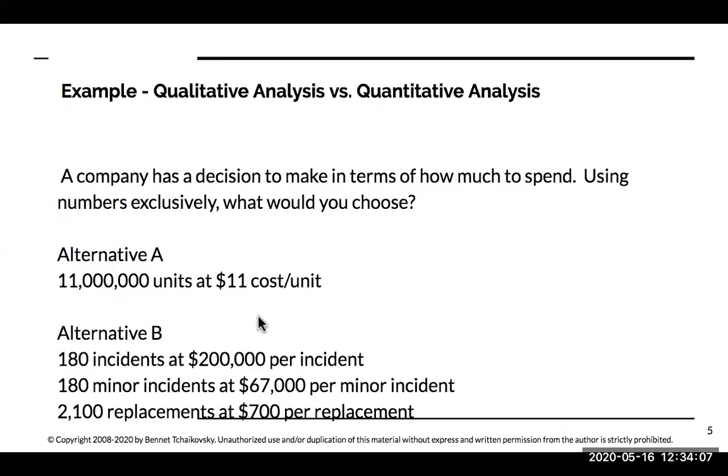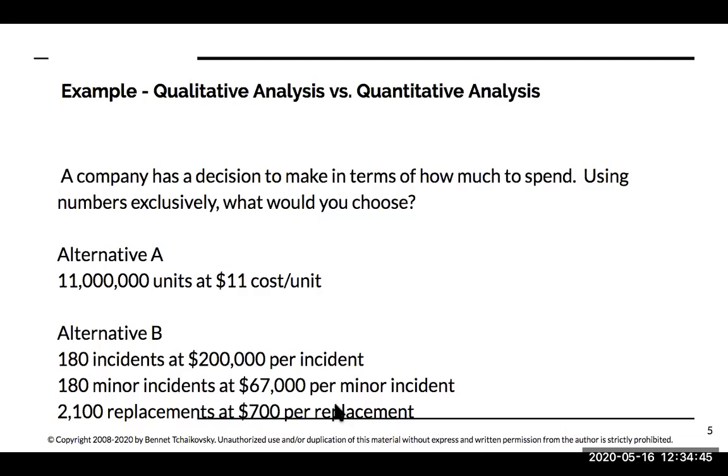So here's a great example of qualitative versus quantitative. A company has a decision to make in terms of how much to spend. Using the numbers exclusively, what would you choose? I have two alternatives. Alternative A is 11 million units at $11 per unit. Alternative B is made up of three different components: 180 incidents at $200,000 per incident, 180 minor incidents at $67,000 per minor incident, and then 2,100 replacements at $700 per replacement.